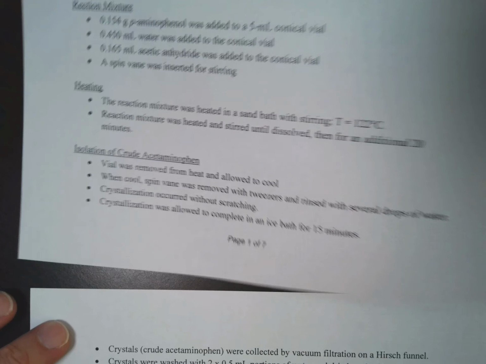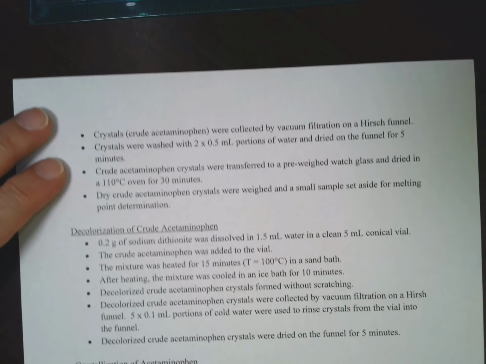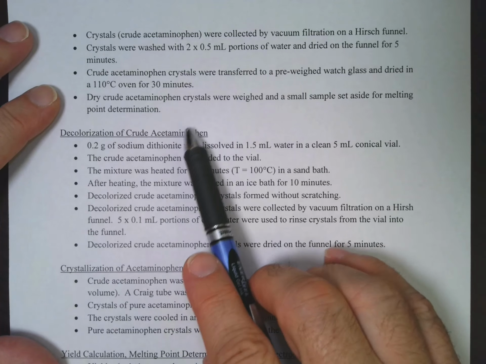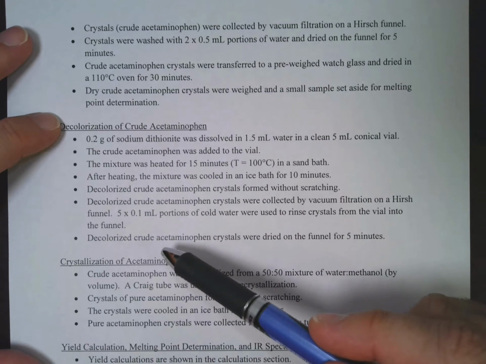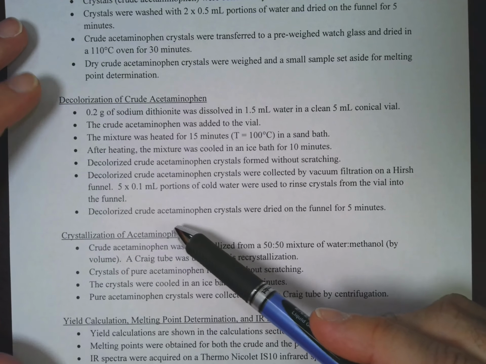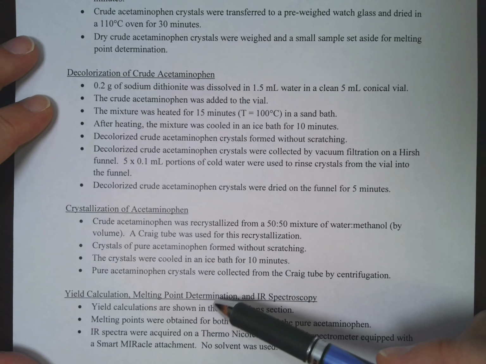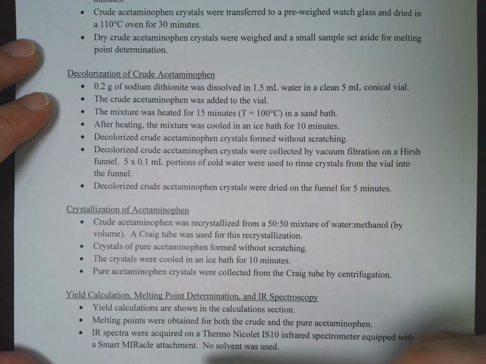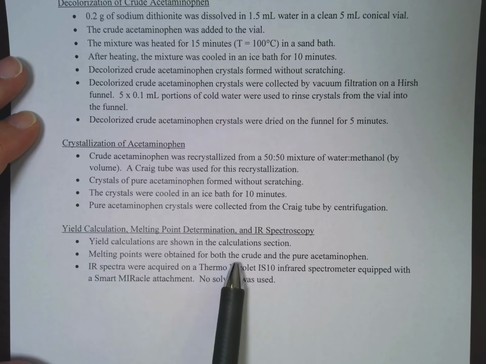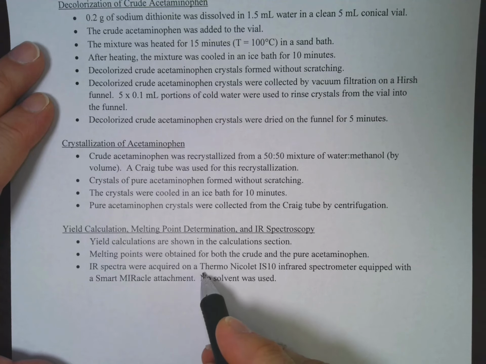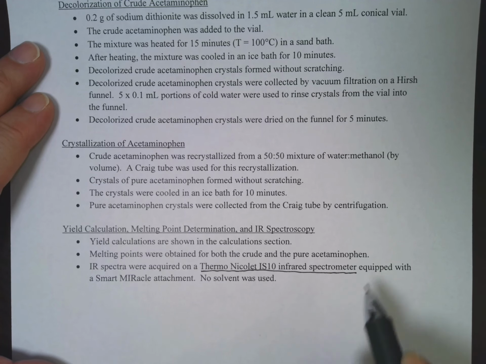And it continues, more procedure here, and then there's the decolorization procedure, crystallization, purification, or recrystallization, I should say, procedure, and then just to mention that yield was calculated. I mentioned that the melting points were obtained and IR spectra were obtained. I mentioned what the IR spectrometer was.